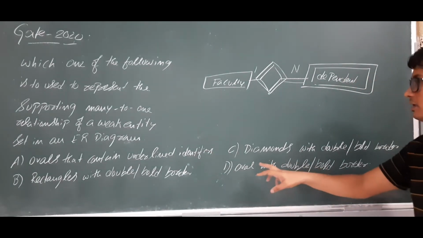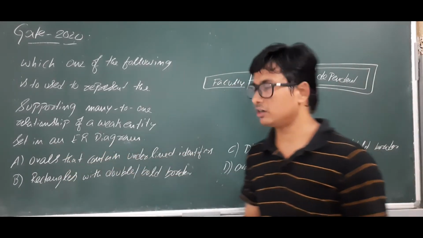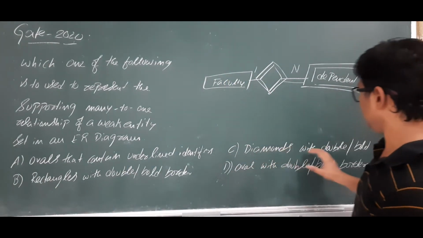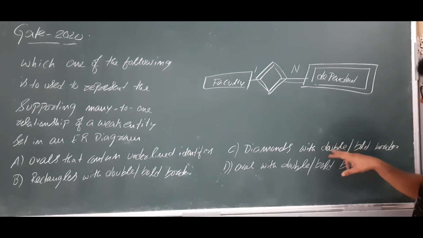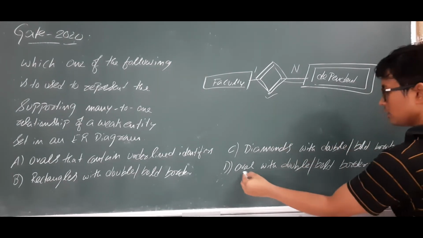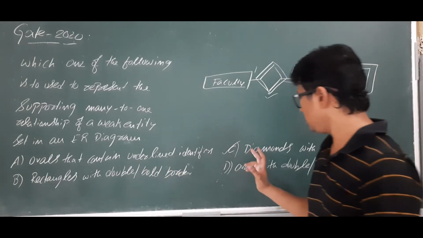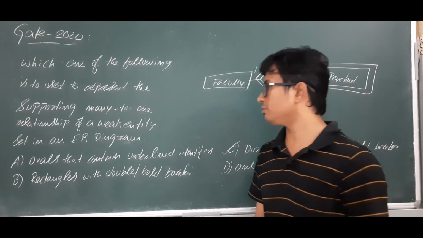So we will find where the diamond shape is. Here it is given as oval. Oval is not correct. Rectangles: a rectangle is for a weak entity. Diamonds with double or bold line. Double line. Yes, this is the right answer. Then we will see where options A, B and D will be useful. That also we will discuss.